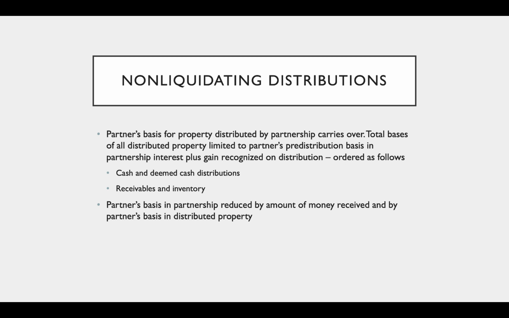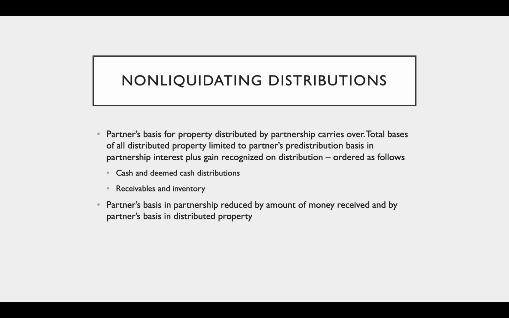All right, continuing on with non-liquidating distributions, the partner's basis for property distributed by the partnership carries over. We just saw this in this problem. It carries over. It started with 18 and we increased it by the amount of gain recognized. So total basis of all distributed property is going to be limited to the partner's pre-distribution basis in the partnership interest plus gain recognized on the distribution. So that's what we had there.